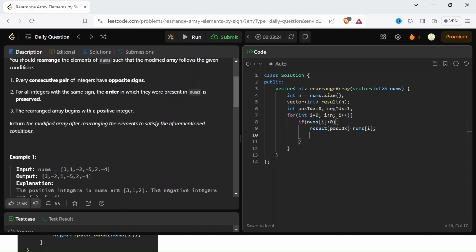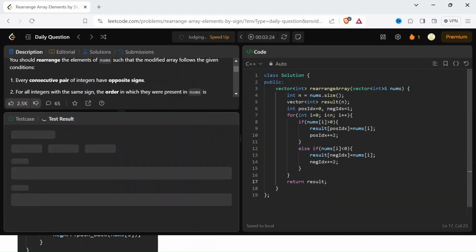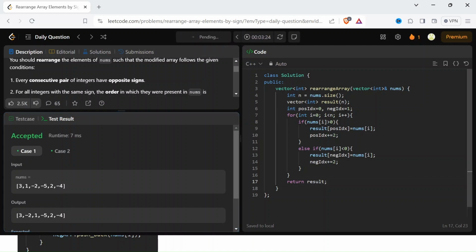and increment the positive index by 2. And if the integer is negative, I will simply insert it at the negative index and increment the negative index pointer by 2. And finally, we will return our result. Got it. Let's try running this. Yeah, it's working fine. Let's try submitting it.